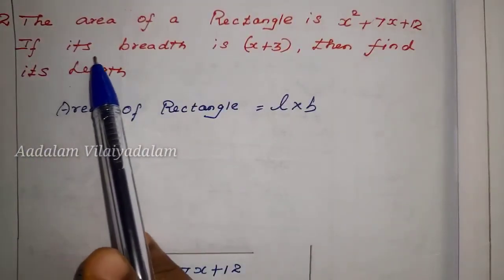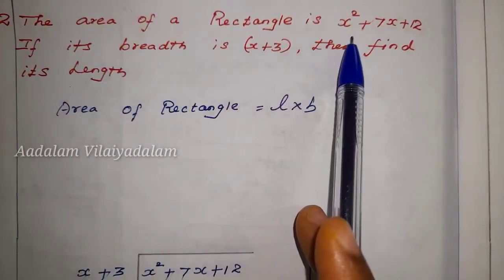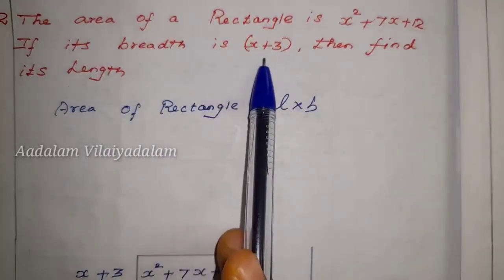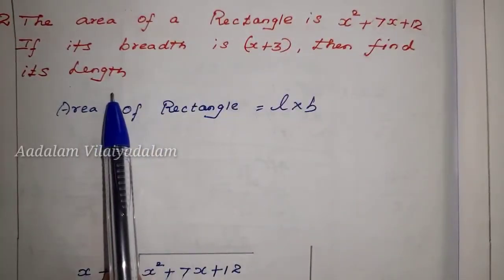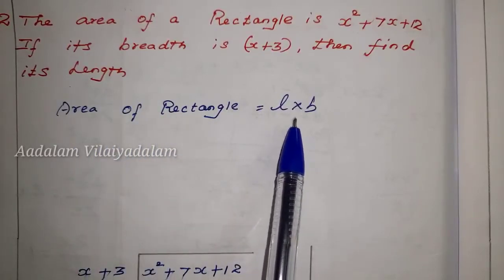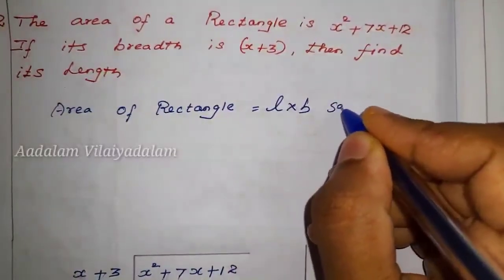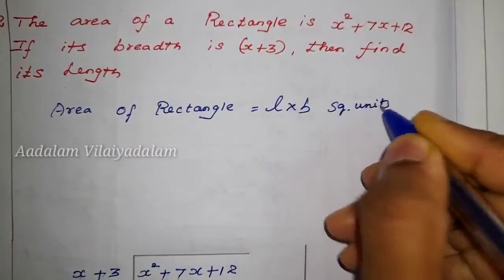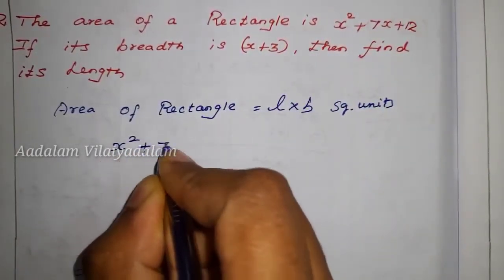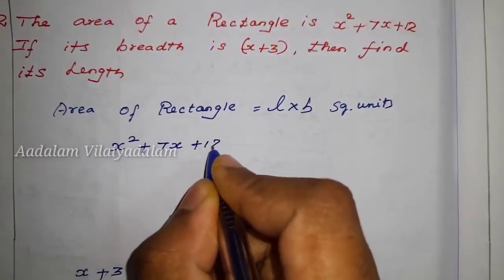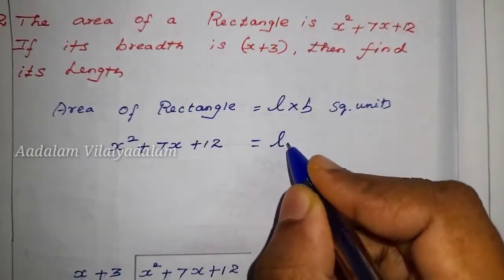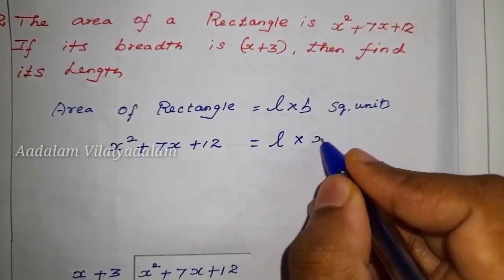The second question: the area of a rectangle is x square plus 7x plus 12. If its breadth is x plus 3, then find the length. So we know that area of the rectangle is equal to L into B square units. So here the area value is given. So the area of the rectangle is x square plus 7x plus 12. Here the length value is the unknown value, which we need to find out. So write as it is L. The breadth value is x plus 3.